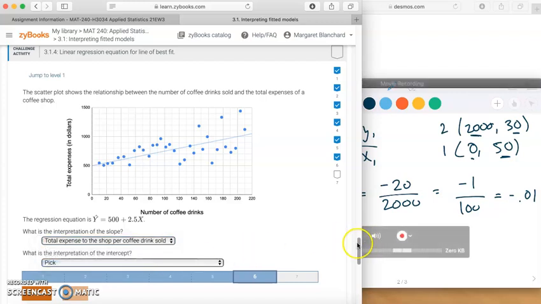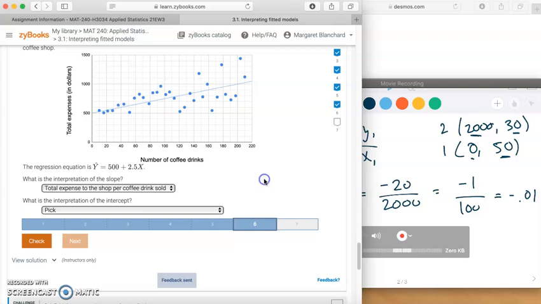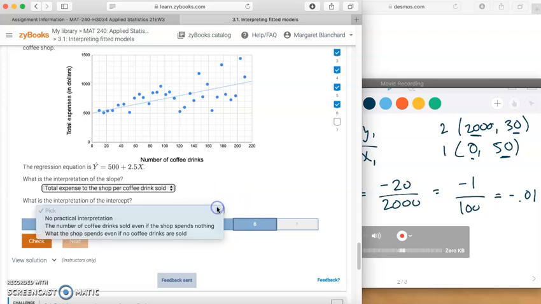And then what is the interpretation of the intercept? Remember, the intercept tells us what y is when x is equal to 0. So in this case, what happens when there's 0 coffee drinks sold? Does the business just stop running? Is it zero? No, they still have operating expenses. Even if they don't sell any coffee drinks, they still have to pay for employees, electricity, all that.